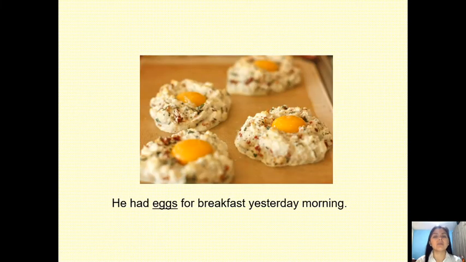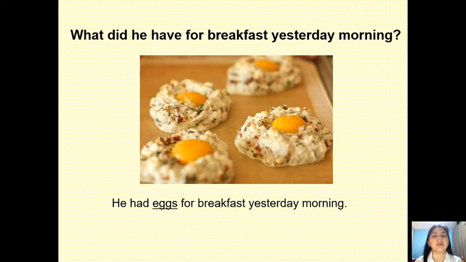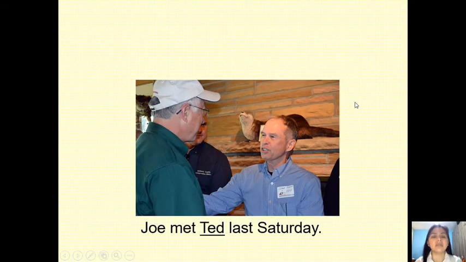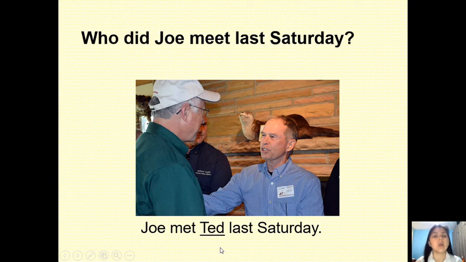We have more examples. For example, he had eggs for breakfast yesterday. What is the question that we are going to create? Let's check the question. What did he have for breakfast yesterday morning? Right? One more, okay? Joe met Ted last Saturday. We're asking for a person. Who did Joe meet last Saturday?